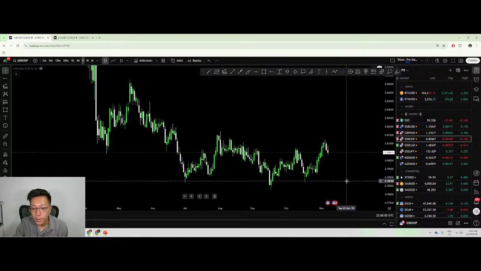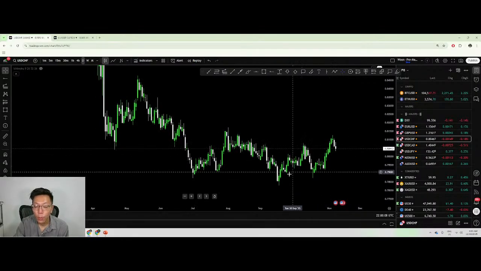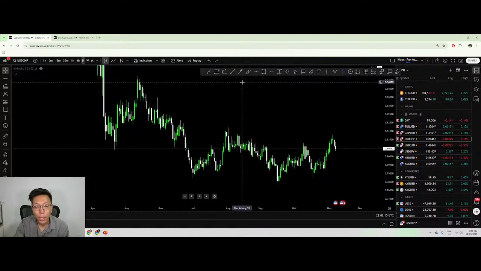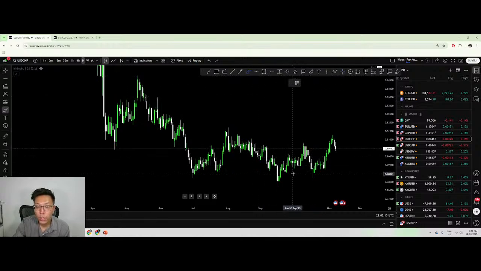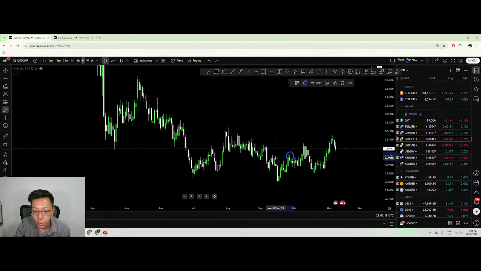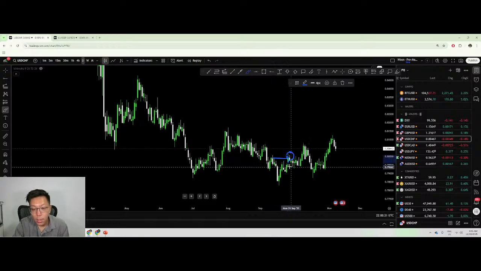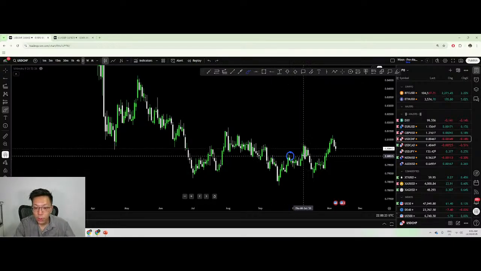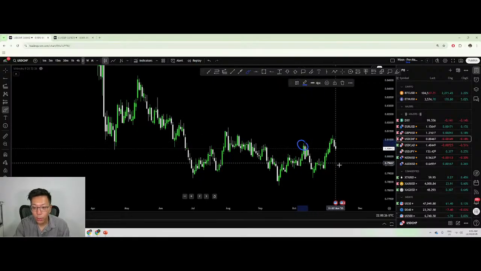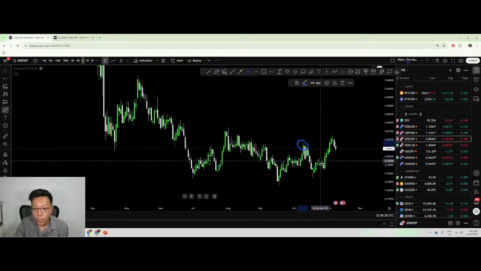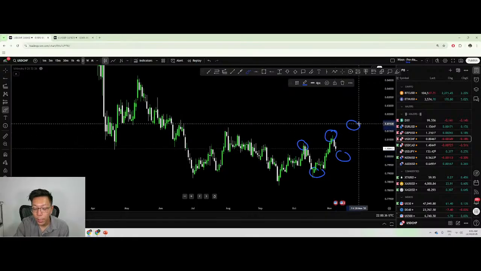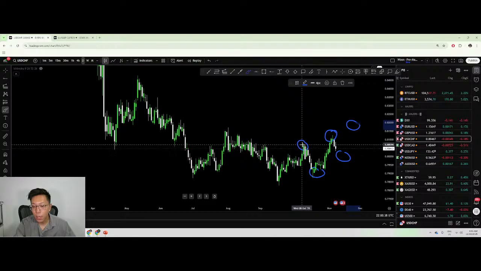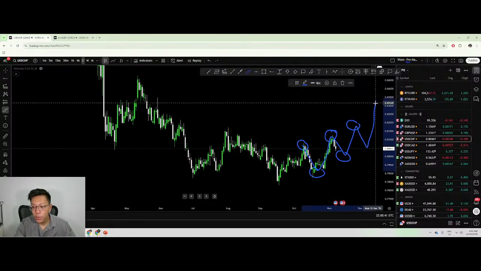Okay, so for USD CHF, what we want to look at is possibly a buy setup. And why is that so? It is because we have a change of character right here since price broke past this level. Okay, so the next thing is we also have a break of structure. So we have a high, higher low, higher high, price could create a higher low and form a higher high. Okay, so this is our analysis for USD CHF.